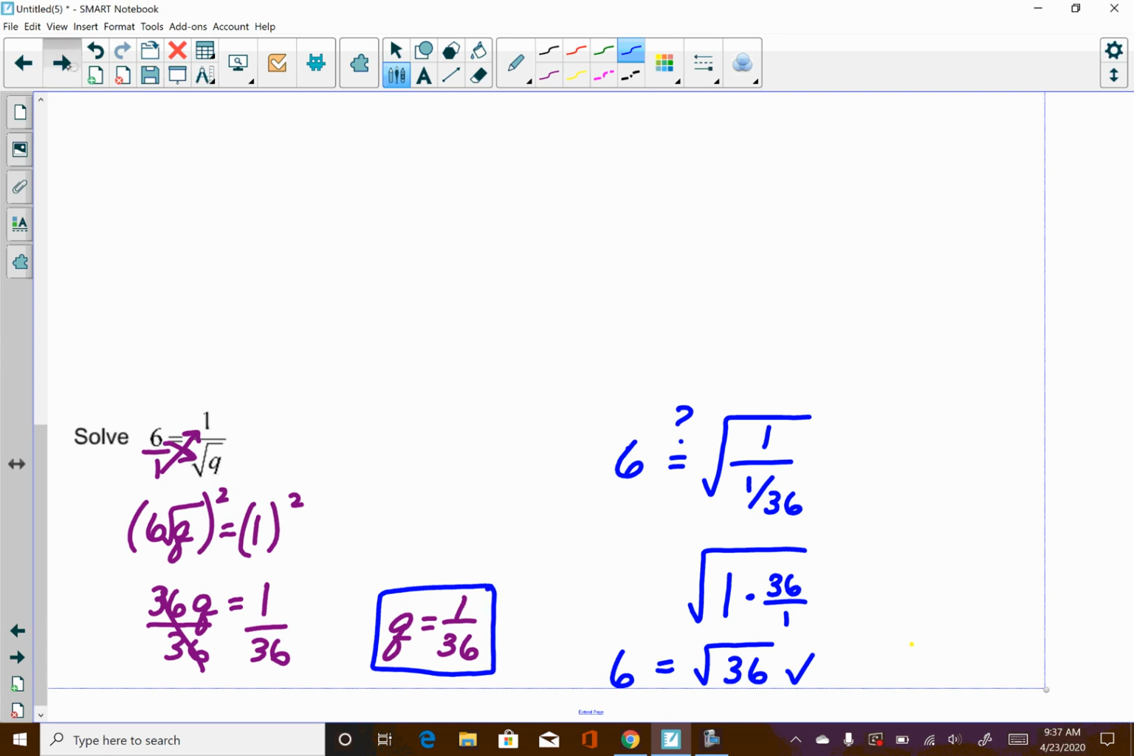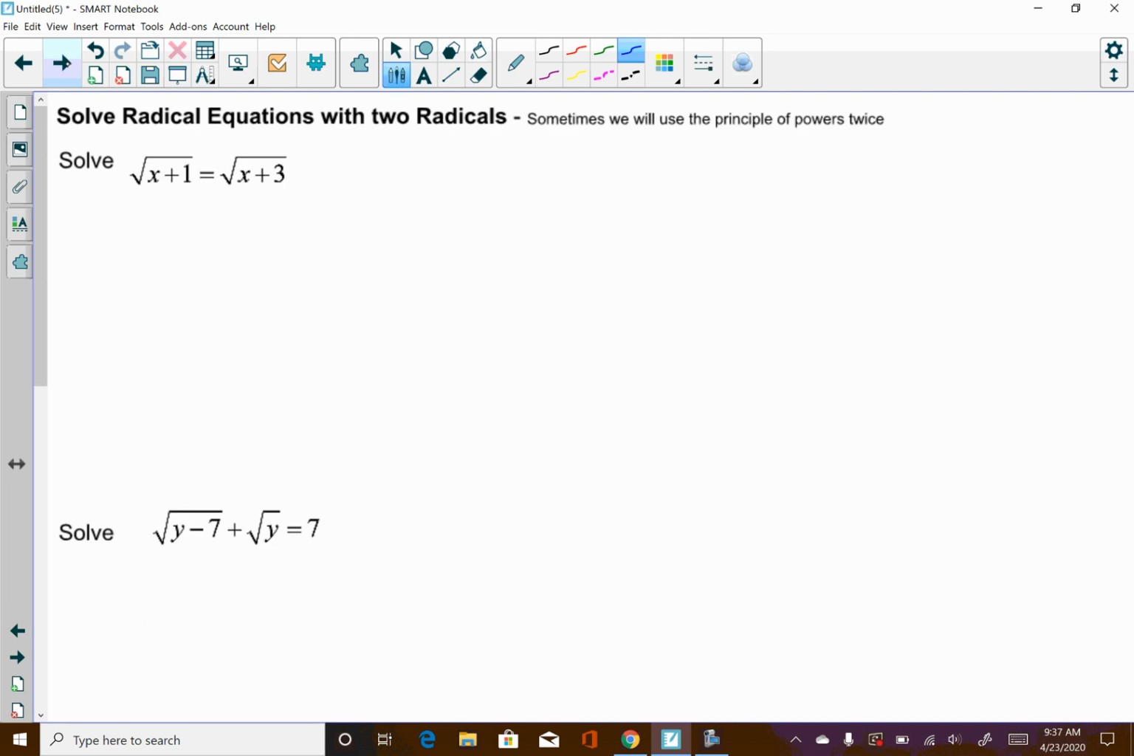All right, if we flip it over, I believe this is your application. Oh, nope, not quite. On this next page, we are looking at solving radical equations that have more than one radical. Sometimes what that will entail is that we're going to have to use our idea of squaring or cubing multiple times, more than one time. So here in the first example, you've got 2 square roots, but the nice thing is you've got one on one side and one on the other.